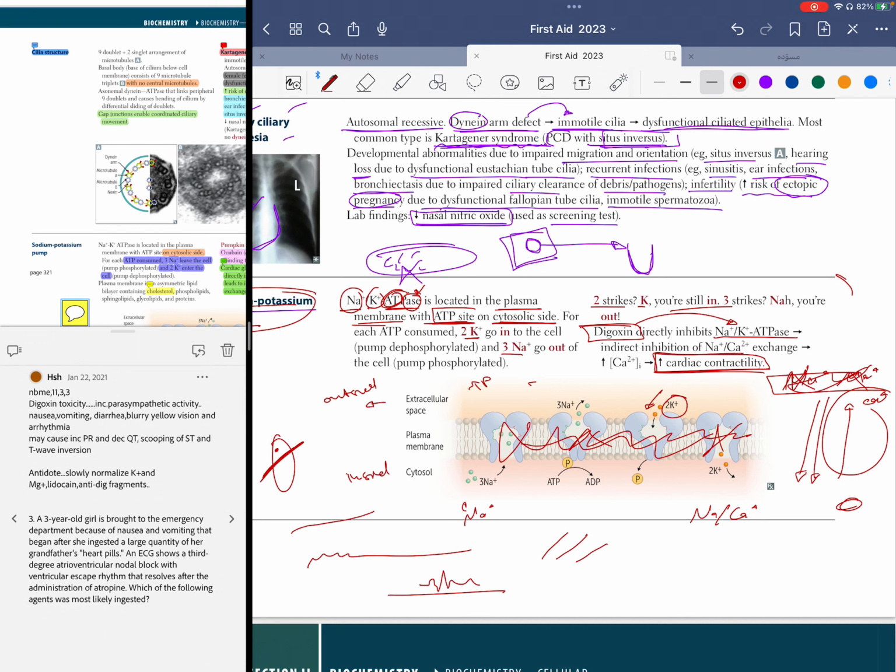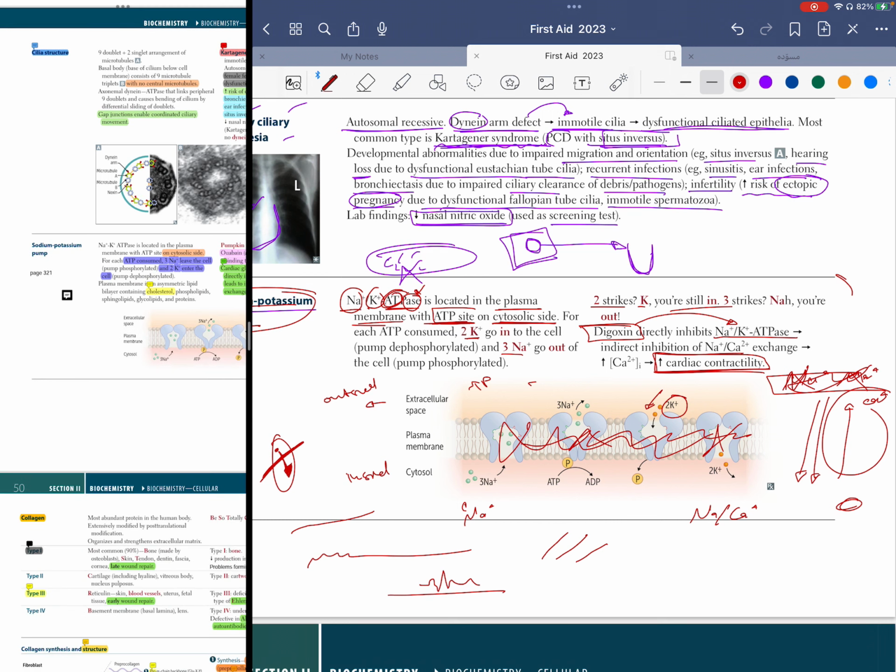So there is the SA node and the AV node. There is no electrical activity movement between the nodes to the ventricle. That's why she also has ventricular escape rhythm that resolved after the patient was given atropine. Which of the following agents was most likely ingested? And of course, it is digoxin.